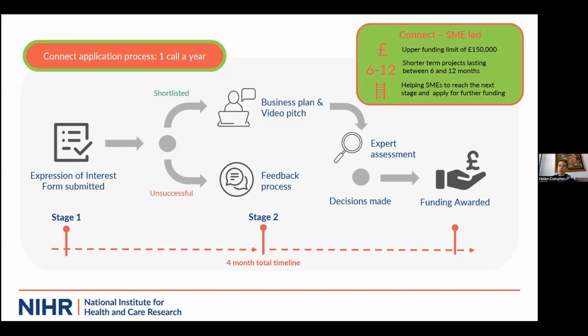Connect is another work stream, and this is only for SMEs. So an SME can lead it. They can be collaborative projects, but the SME has to lead. Because of the higher risk associated with SMEs, by and large, we have a smaller upper funding limit. So the product development award is uncapped, but for Connect, it's £150,000, and they're shorter projects between 6 and 12 months. And they really aim to help your SME get to the next stage of development.